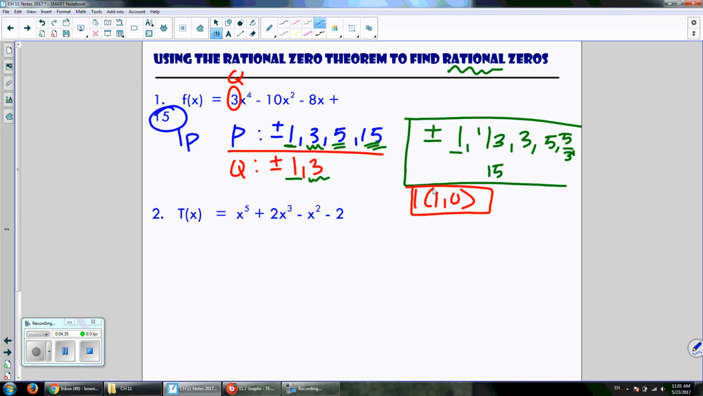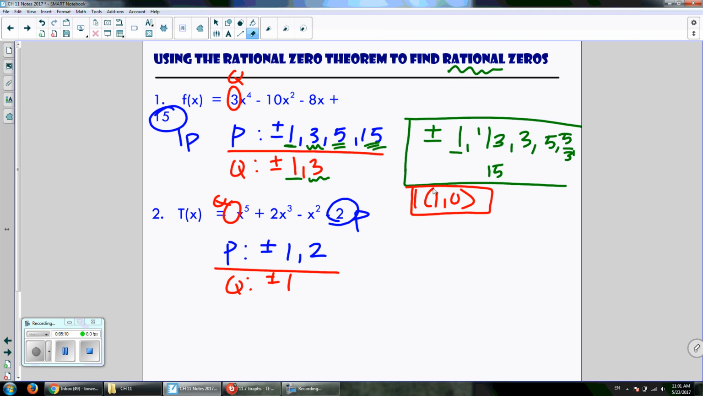All right, so let's try that again here in number 2. x to the 5th plus 2x to the 3rd minus x squared minus 2. My p-values, again, are the factors of the constant term. So that's going to be plus or minus 1 and plus or minus 2. Then I'm going to take a look at my q values, which are the factors of the leading coefficient. So that's just going to be plus or minus 1. So again, your q comes from your leading coefficient, and your p comes from the value at your constant.